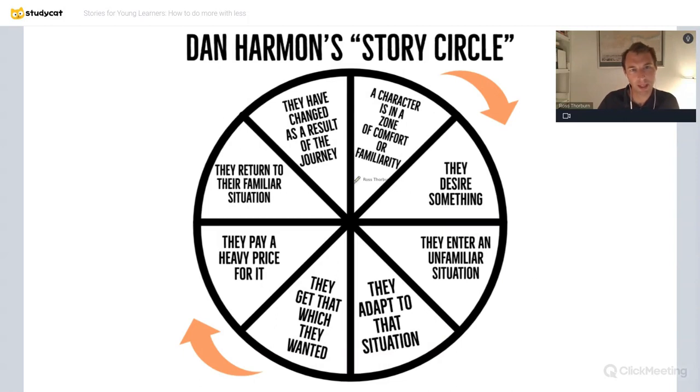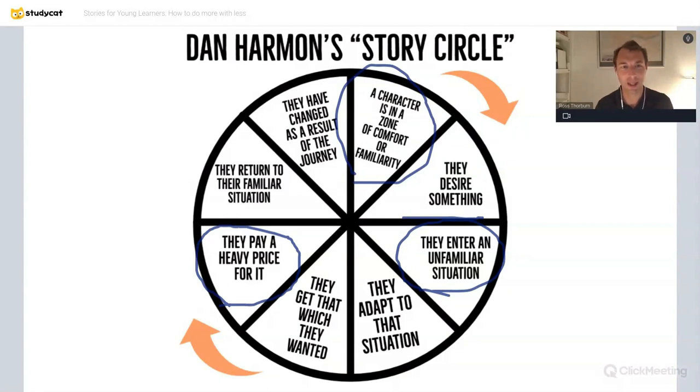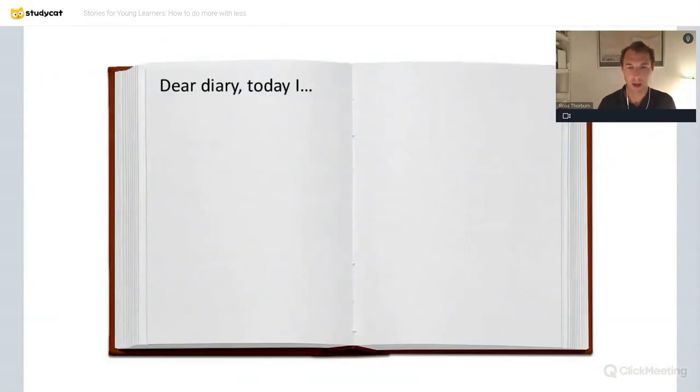So see, at the beginning, we're at home, zone of comfort, things are easy, and Tom is bored, wants something, wants some entertainment. So they go to this unfamiliar situation, looking for fish, and Tom pays a heavy price. He ends up being disappointed. At the end, they go back. But actually, the change from this journey has been something positive.